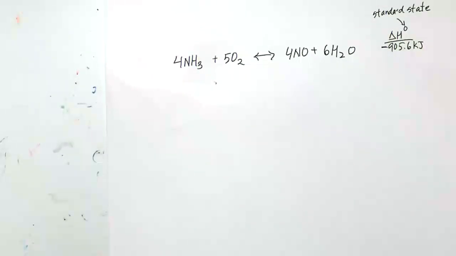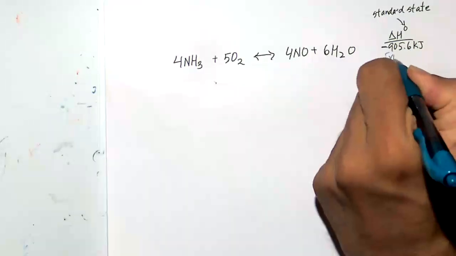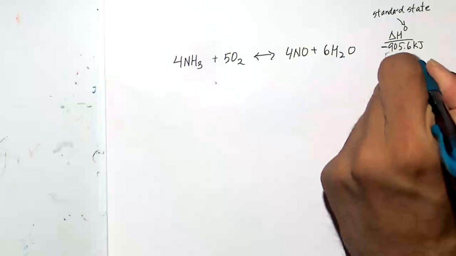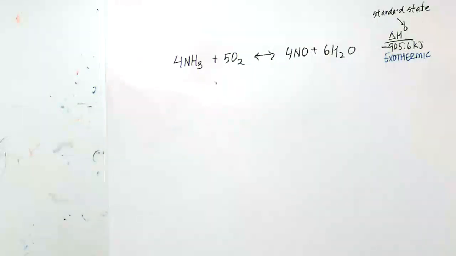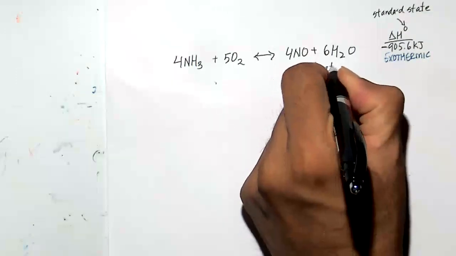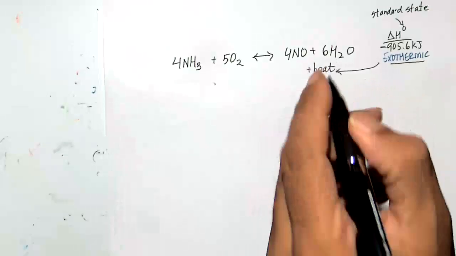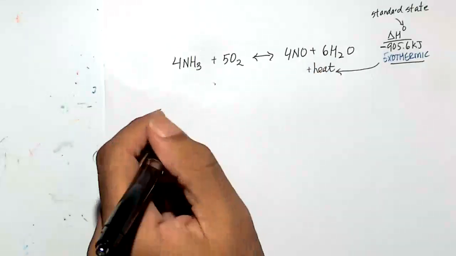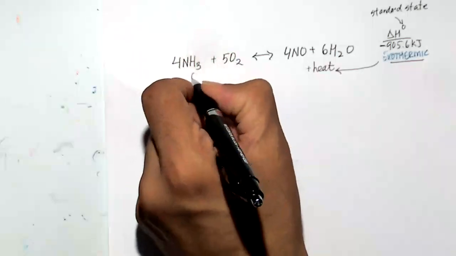So what is also released in an exothermic reaction? Okay, in an exothermic reaction, heat is also released. So the fact that it's exothermic, with a negative sign, means you have an additional product. And these are all gases, let's say.